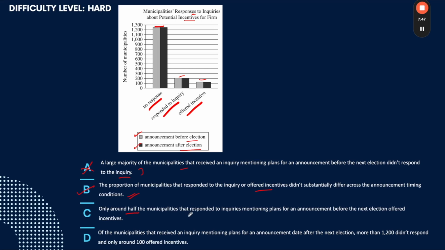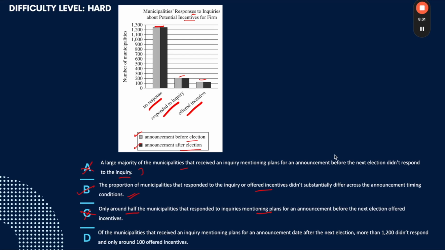Only around half the municipalities that responded to the inquiries mentioning plans for an announcement before the next election offered incentives. Now it's telling me who offered incentives, right? This option suggests that even when municipalities responded, not all of them offered incentives when the announcement was before the election. However, this doesn't directly address whether the timing before or after the election influenced the likelihood of offering incentives. It also doesn't compare responses to those municipalities planning announcements after the election, which would be necessary to weaken the hypotheses effectively. So this is also out for that reason, right?